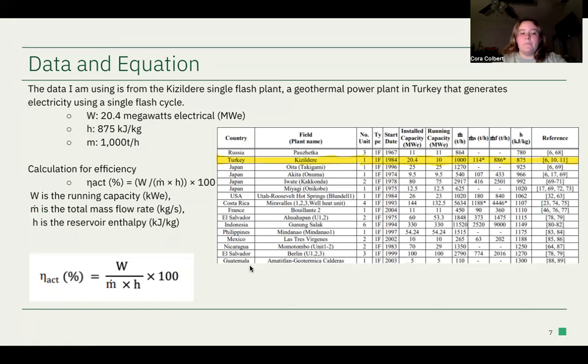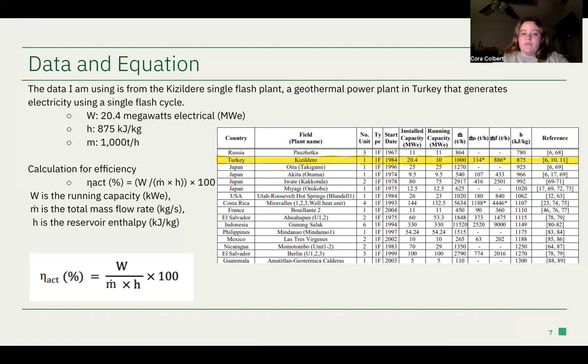So for my data and equations, I began with using the equation for efficiency to calculate the efficiency of the geothermal energy. This equation is the efficiency percentage, which equals W over M times H, times 100. What this equation means is that W is the running capacity, M is the total mass flow rate, and H is the reservoir enthalpy.